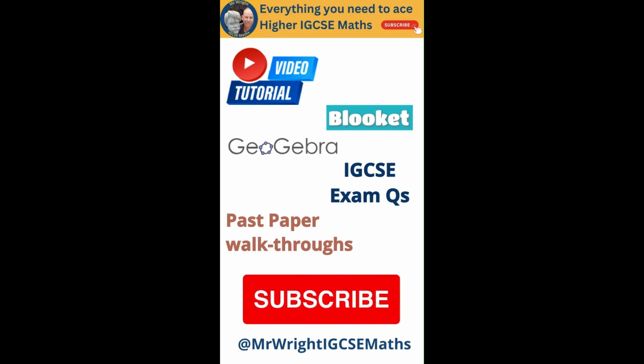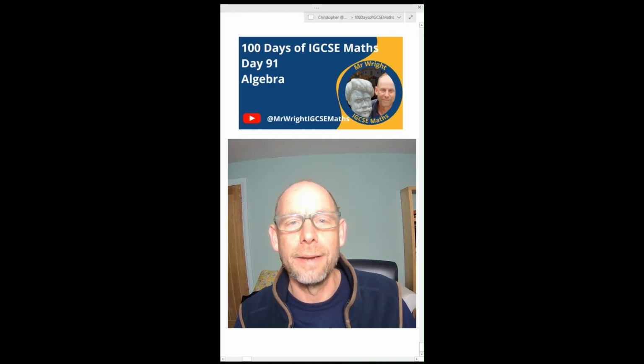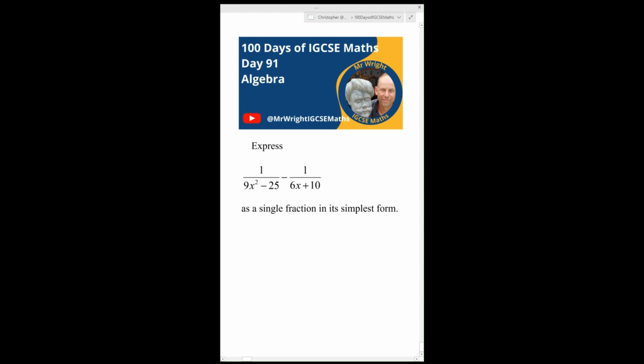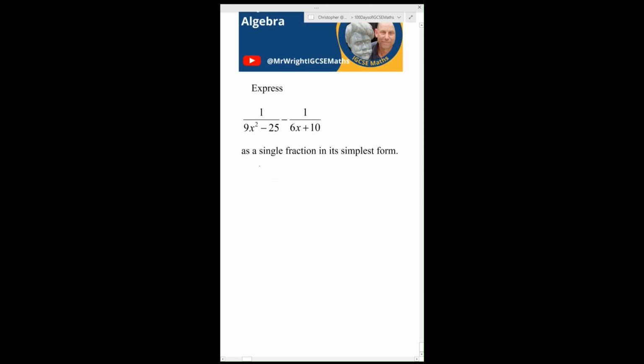It's day 91. Pause now. So I've got the difference of two squares on the denominator of my first fraction. So I can factorize that like this, and in the same way, I can factorize the denominator of my second fraction. I'm going to write them all over a common denominator.